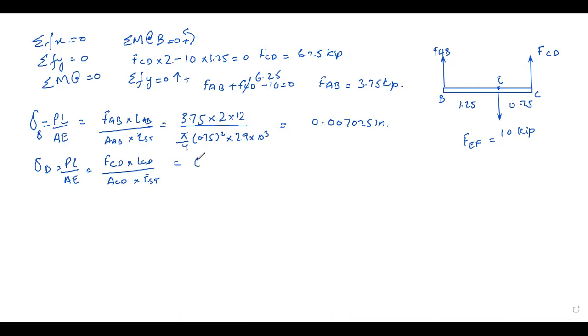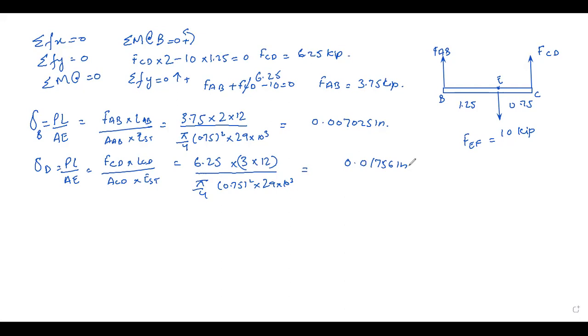Okay. So now here we have 6.25 multiplied by 3 feet, so it will be 12. This is a conversion from feet to inch. Divided by pi by 4.75 square multiplied by 29 into 10 power 3. It will give you the deflection, which is 0.01756 inch. So this is a deflection at point B and C due to application of load.